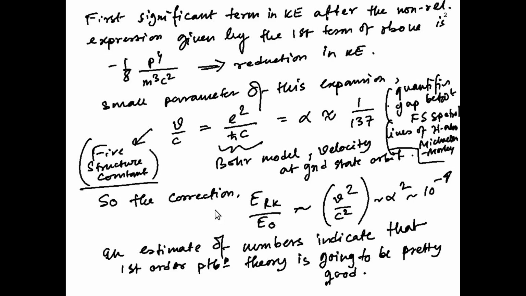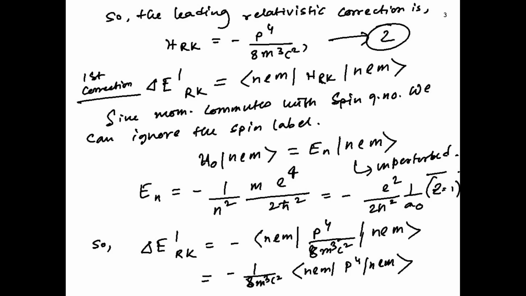So now we can also find the correction of this relativistic kinetic term relative to E naught, the natural lowest ground state energy of the hydrogen atom by Bohr theory. This ratio is v square by c square, which is of the order of 10 to the power minus 4. That tells us that first order perturbation theory is going to be pretty good, whatever we are going to do here. So let us proceed and look at the correction this term gives you.